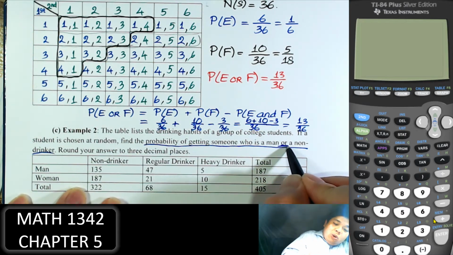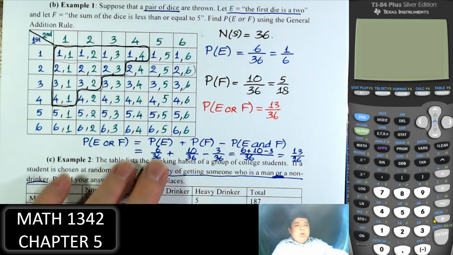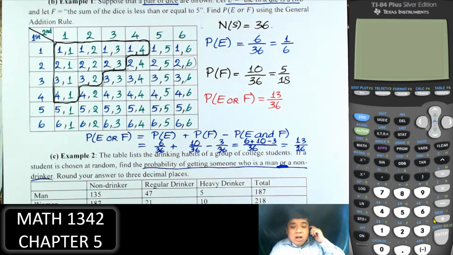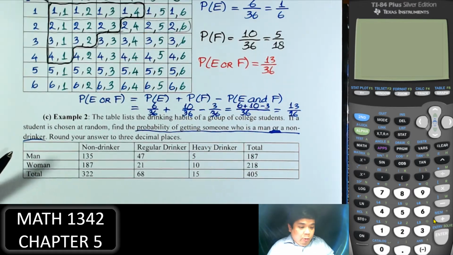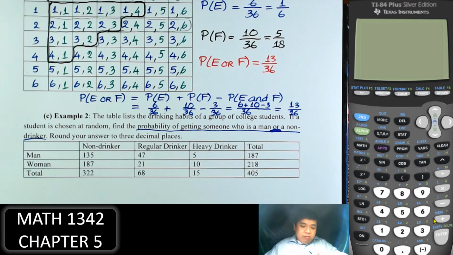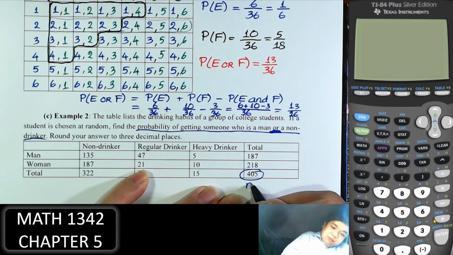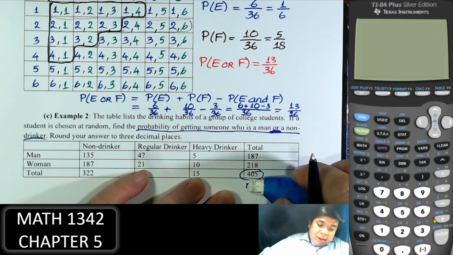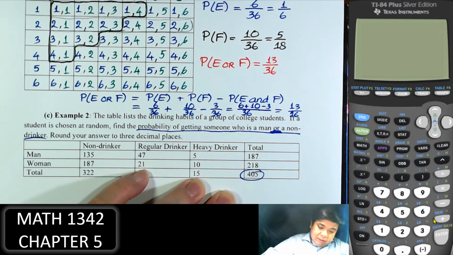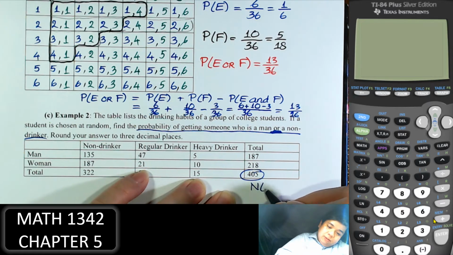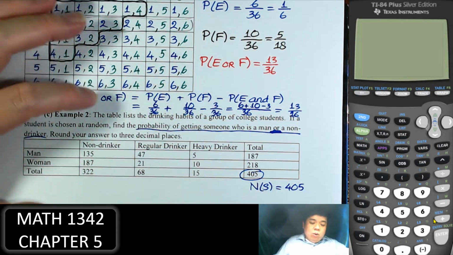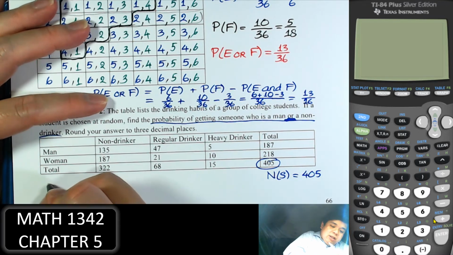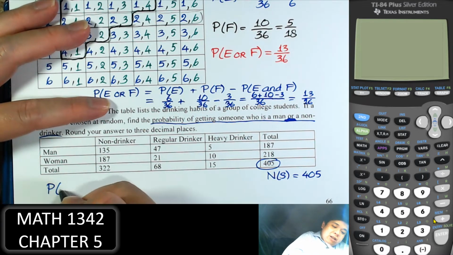The key here is "or". Right. So actually, when we have a table like this, or what we did earlier, it's much easier if we can just count. For one thing, the total is 405, and this is the number of the sample space. And then the question is the probability of getting a man or a non-drinker.